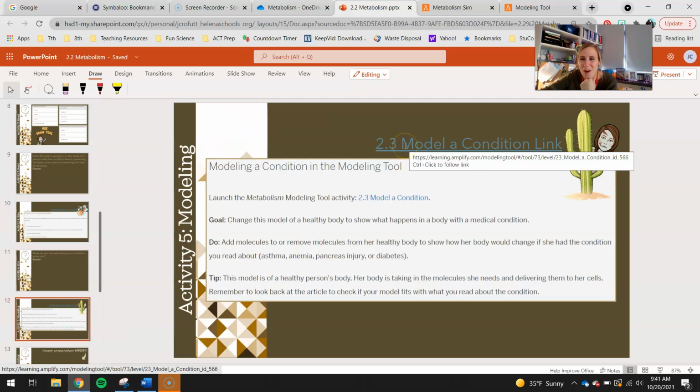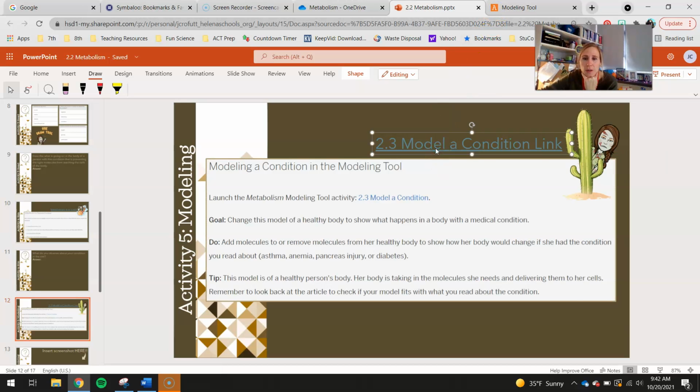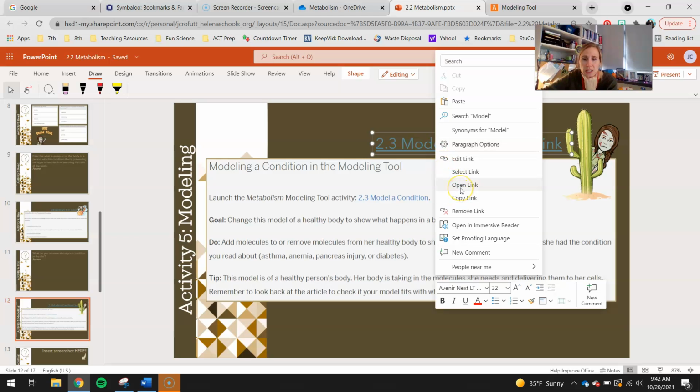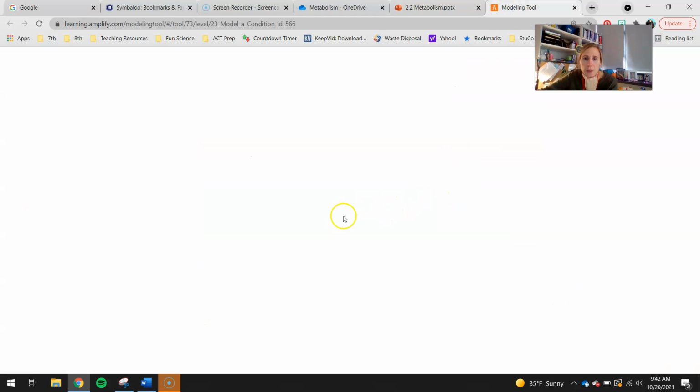Okay, finally, then we're going to model that. So you guys might need to refer back to your article set that you read. You guys are going to go ahead, right-click, and open up this link right here. It's a different modeling tool than what you did in the warm-up. It looks a little bit something like this.